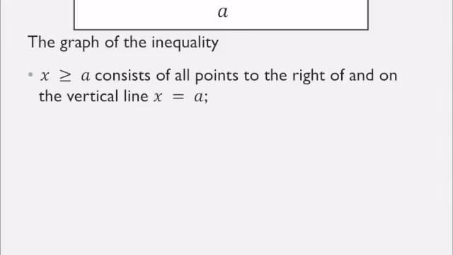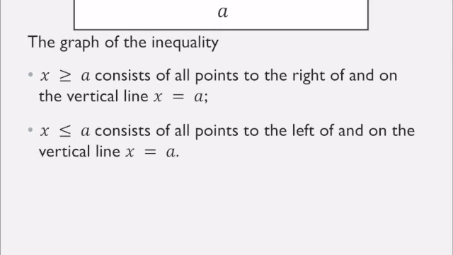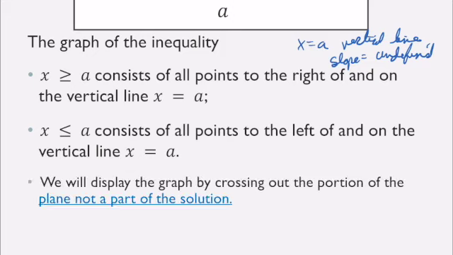Now, when I'm graphing these, if I have x is greater than or equal to a, the graph consists of all points to the right of and on the vertical line x equals a. If I have x is less than or equal to a, remember x equals a is a vertical line. Its slope is undefined. So x is less than or equal to a consists of all points to the left of and on the vertical line x equals a. We will display the graph by crossing out the portion of the plane that's not part of the solution.